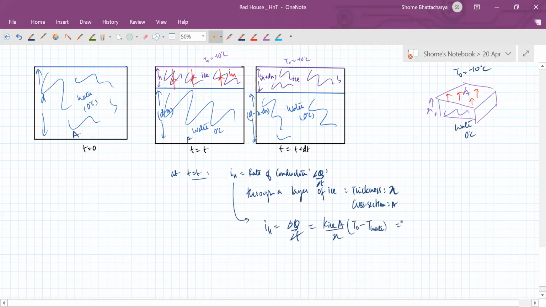Okay, so in this case, it will be 2.22 into whatever area divided by the instantaneous thickness X into this temperature difference. Should be the other way around. The outside temperature is lower than the water temperature.